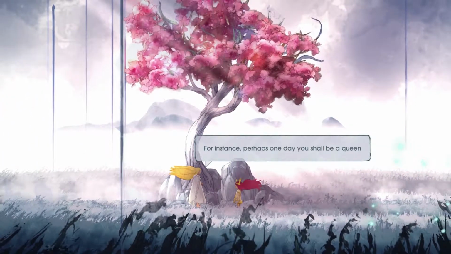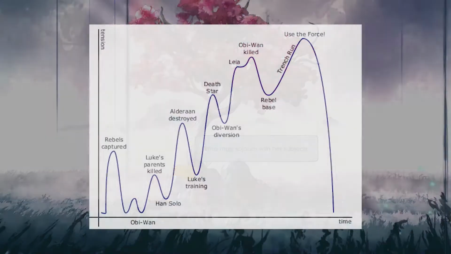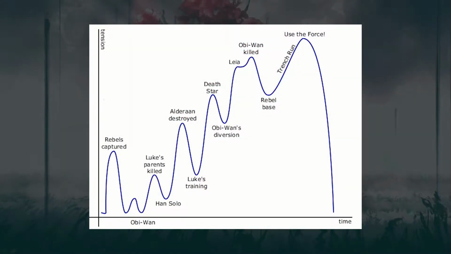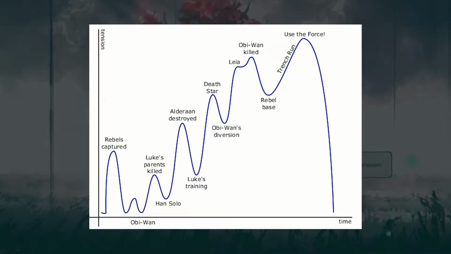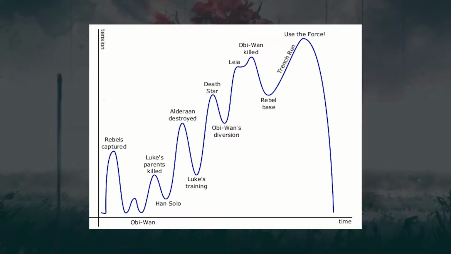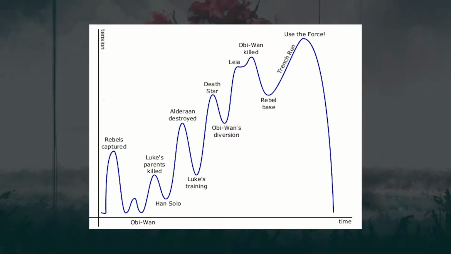The narrative tension curve has been around for ages. It is almost always seen when applied to the plotline of Star Wars Episode 4, A New Hope. It looks like this. And it represents the tension the audience is feeling as the movie progresses, showing a progression of peaks and valleys as the story progresses.